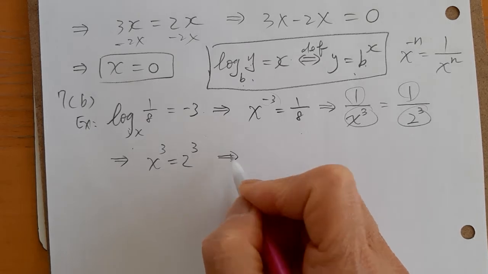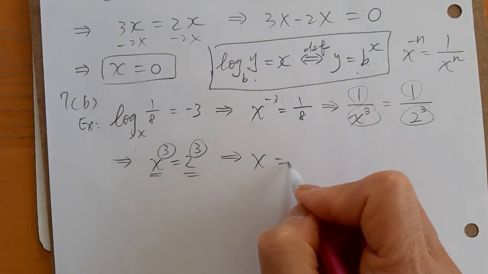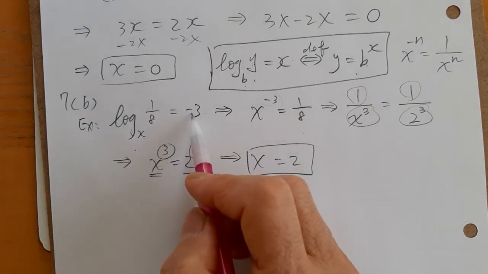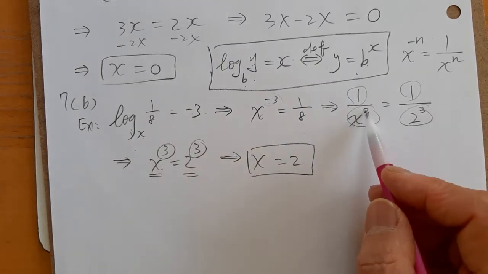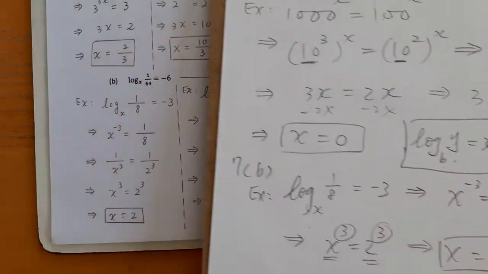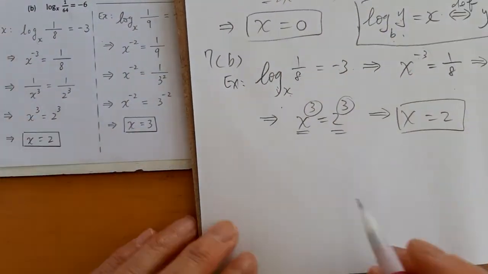Now the exponents are equal, so the bases should be equal. So you get x equals 2. And you can check it: 2 to the power negative 3 is 1 over 2 cubed, that is 1 over 8. So x equals 2.